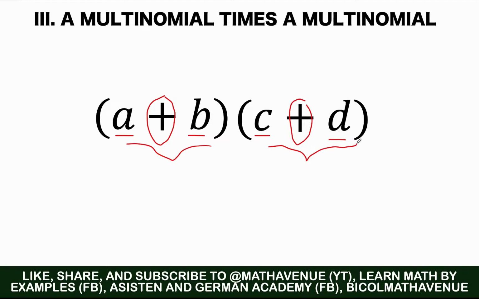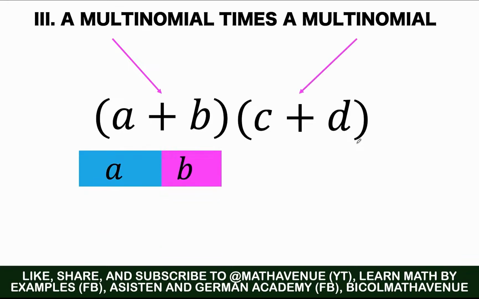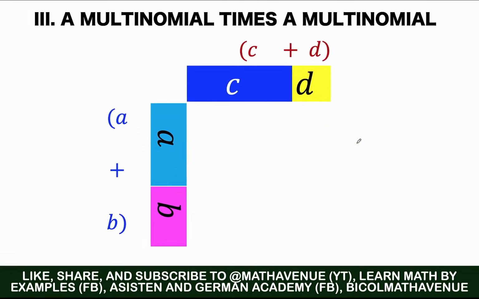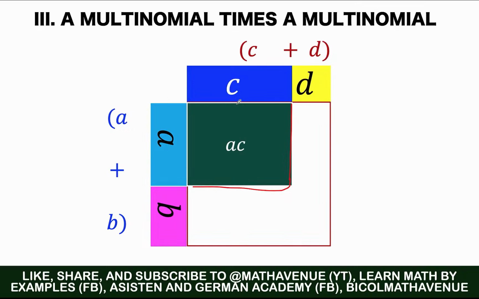And we would like to multiply a binomial times another binomial. So, how do we multiply this? This is what we are going to do. Let's visualize them. And again, form a rectangle, and the area is the product. So what is the area of this part here? That would be A times C. So that's AC. Then, let's take a look at this area. This is A, and that's D.